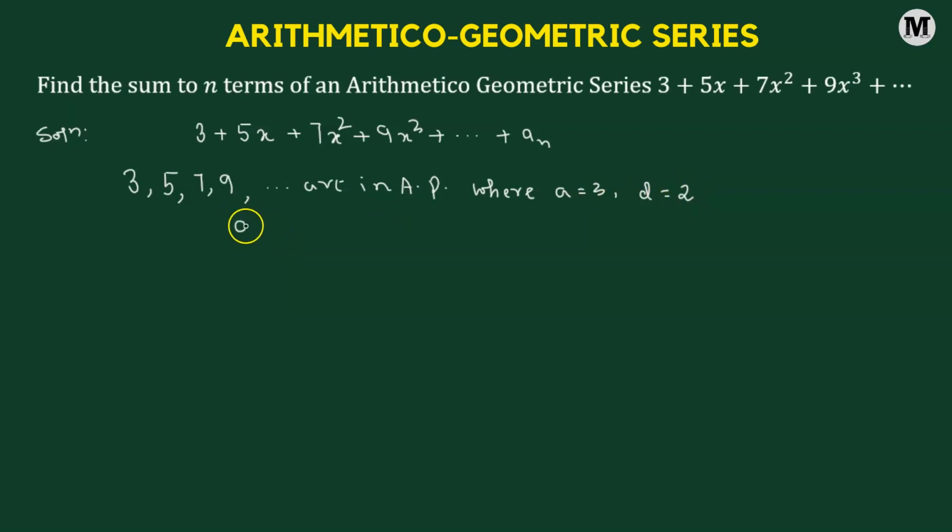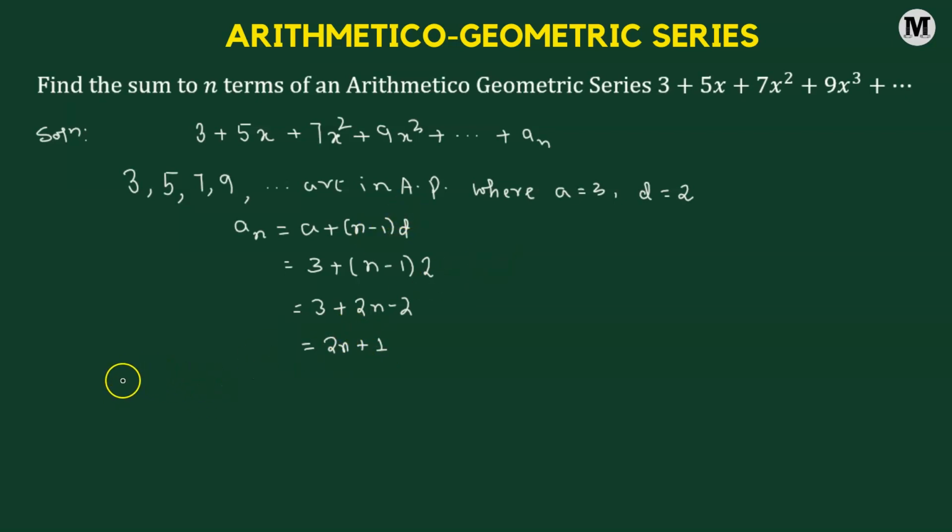Now what's the nth term of the given sequence? The nth term is going to be defined by a plus n minus 1 times the common difference d. So that means we now have 3 added to n minus 1 times d. What is d? d here is 2. So this is going to give us 3 plus 2n minus 2. That will be equal to 2n plus 1. So this is going to be the nth term of the arithmetic progression.